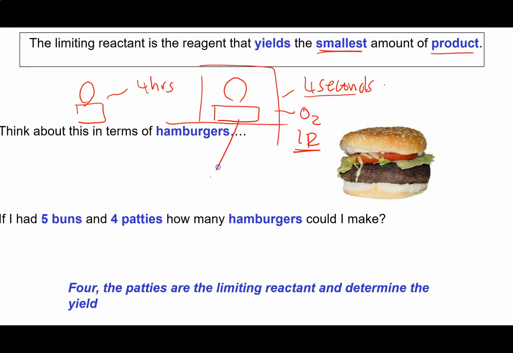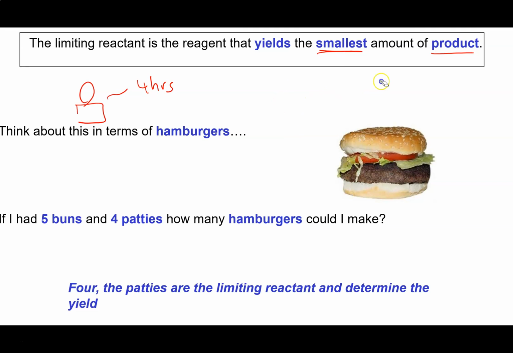The candle is what we call our excess reactant. There's more of it present than what can be used up. It's what's left after the limiting reactant has been consumed. So that's some of the language, right? The reactant that runs out first and determines the amount of product we get is called the limiting reactant. The reactant where there's some left over is called the excess reactant.